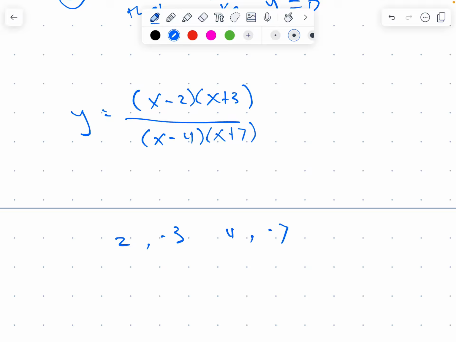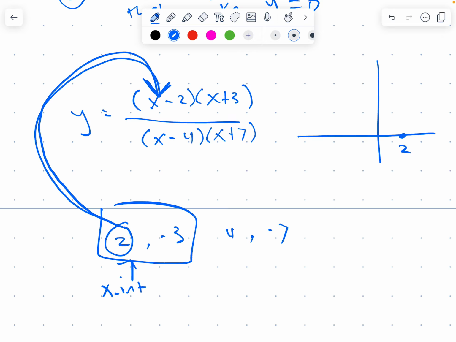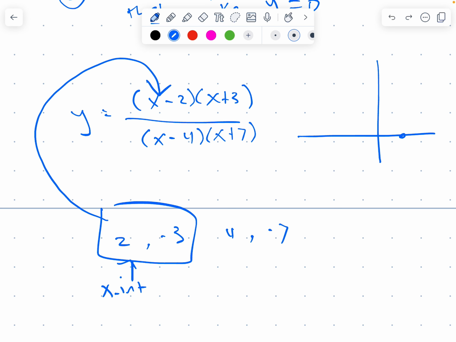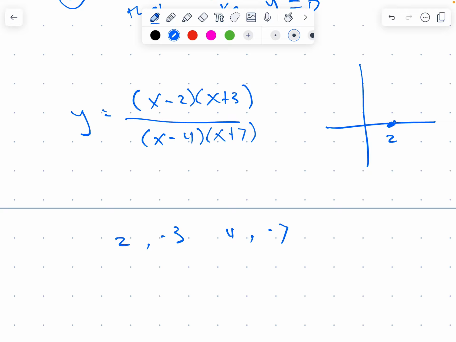Now the values of x that make the top 0 are your x-intercepts. Okay, and that's because, for example, when x is 2, and I plug it in here, 2 minus 2 is 0. That turns that into 0, which turns this whole expression into one great big 0. So when x is 2, y is 0, and I can plot that intercept. So one intercept is at 2, 0. Now the other intercept is going to be at negative 3, 0.